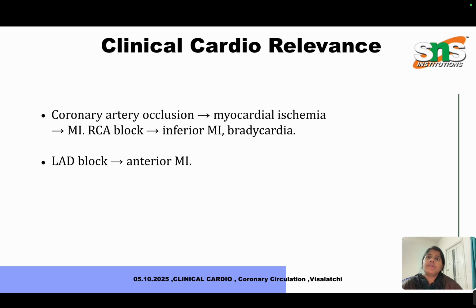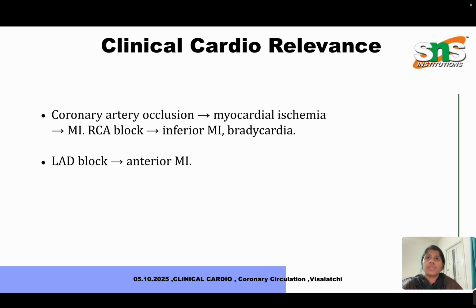Coming to the clinical importance, coronary artery occlusion leads to ischemia and myocardial infarction. Some classic associations: if the RCA is occluded, there might be an inferior wall myocardial infarction and bradycardia as well. If the occlusion is in the LAD, that is the left anterior descending artery, an anterior wall MI might be present. If the occlusion is in the LCX, lateral wall ischemia might be present.